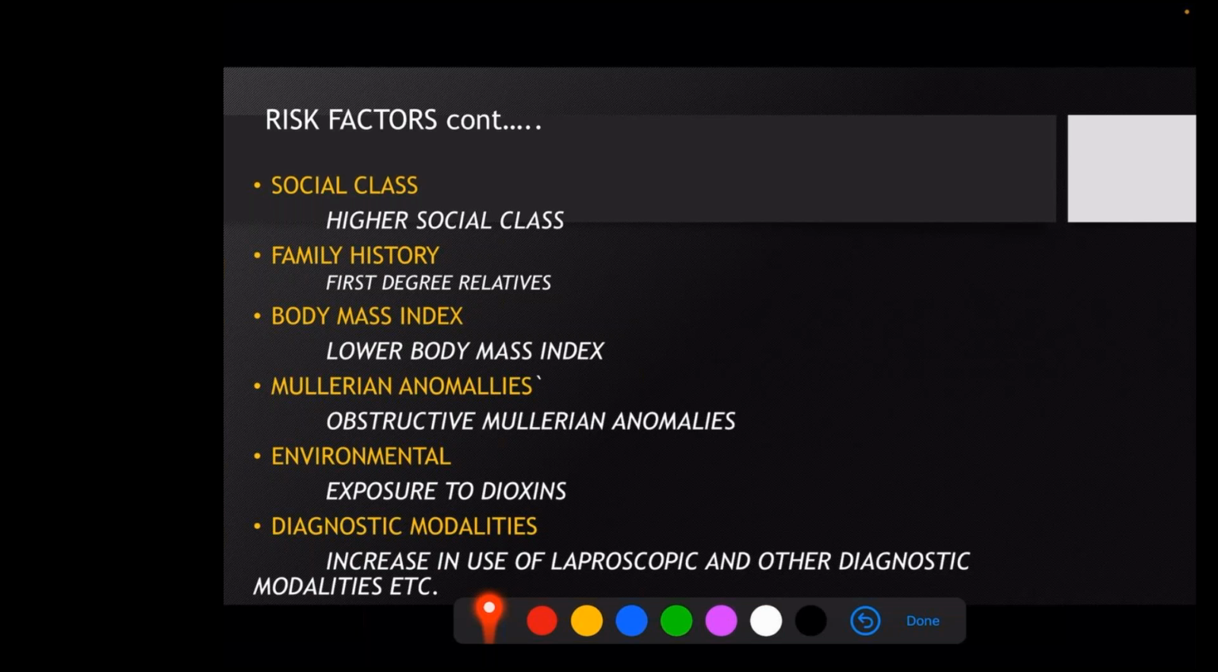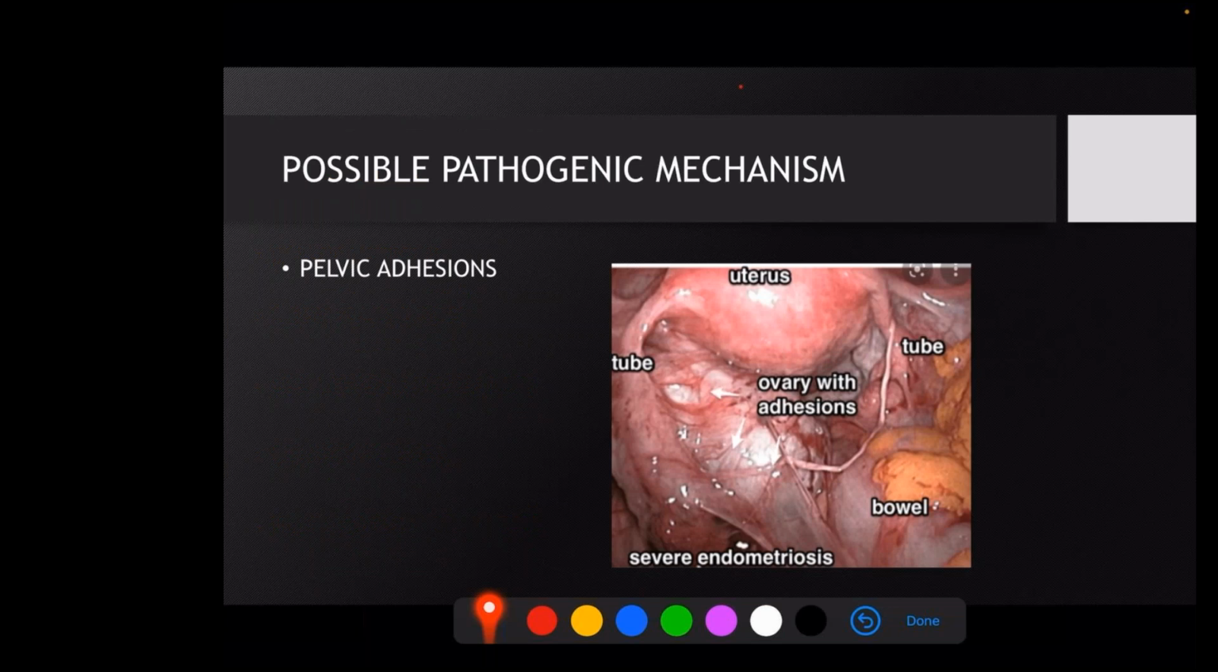Then the diagnostic modalities. The incidence is increasing with the increasing use of laparoscopy and other diagnostic modalities like hysterosalpingogram, which can spread infection to the peritoneal cavity, or promote the incidence of endometriosis. Then the general pathologic mechanism, from endometriosis to the pelvic adhesion state.